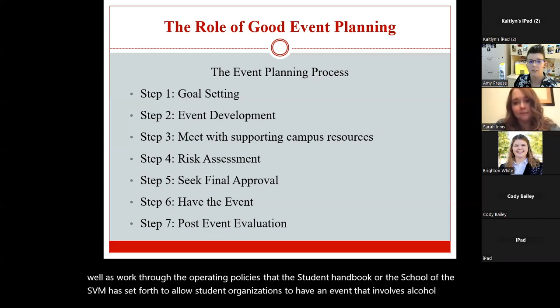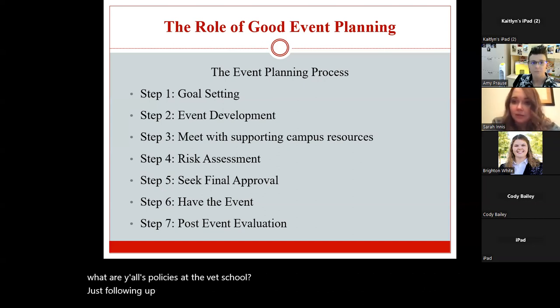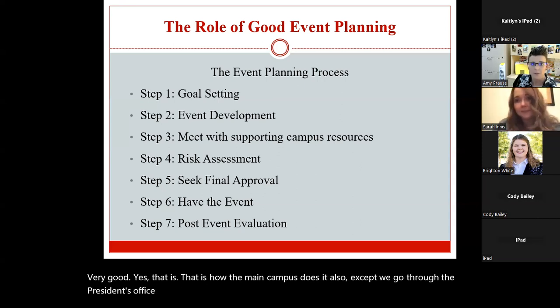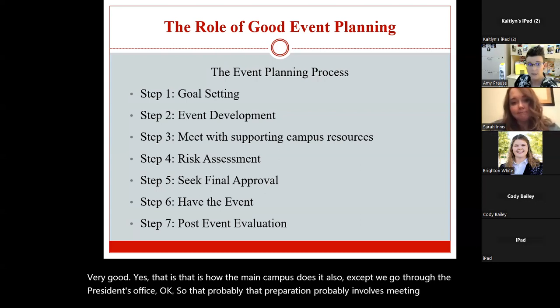Sarah, what are y'all's policies at the vet school? We just follow whatever the main campus says. We don't really separate it from that. Okay. If there is alcohol, we go through similar processes. So it has to be approved by the provost if it's on campus. Very good. Yes, that is how the main campus does it also, except we go through the president's office. Yeah. Okay. So that preparation probably involves meeting with you or Brighton.